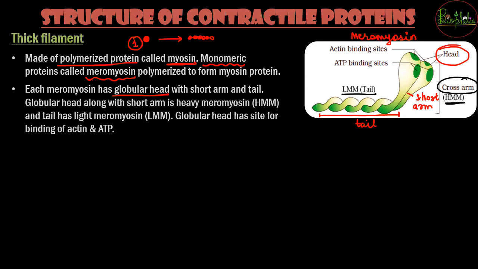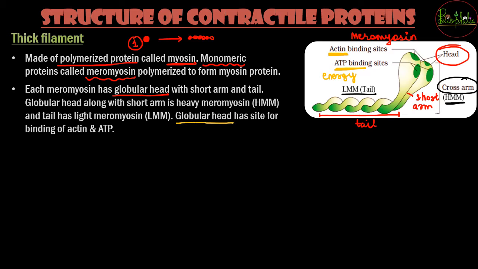अब जो head region होता है, head region में you are going to find two sites. One is for actin binding. So actin एक another contractile protein है that you can find in the thin filaments, and one more is going to be ATP binding sites. And why do you need ATP? ATP is needed to release energy. So यहाँ पे आके ATP बैठेगा and that will provide energy for the contraction. So that is the two sites, that is actin binding site and ATP binding site, present on the globular head of the meromyosin.